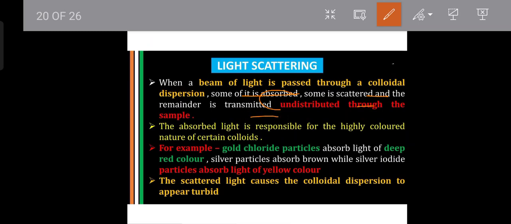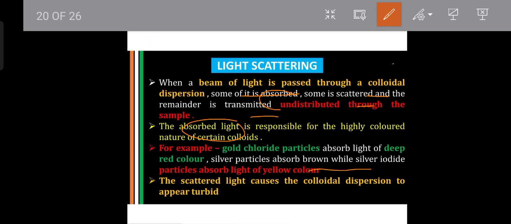Now the actual color that an observer can see from outside of any colloidal particle is due to the absorbed light. For example, gold chloride particles absorb deep red light, whereas silver particles absorb brown, while silver iodide will absorb the yellow color.